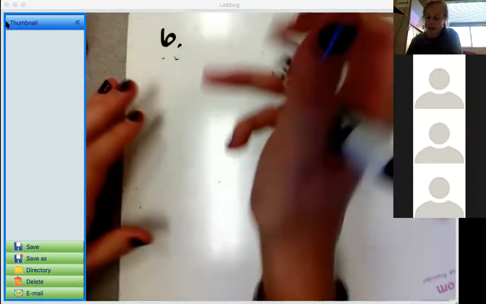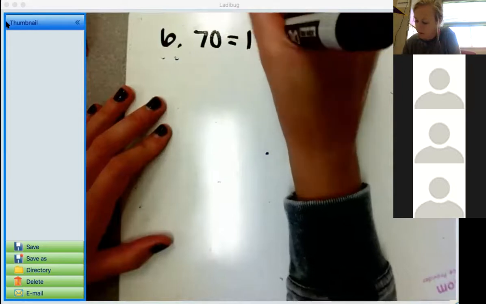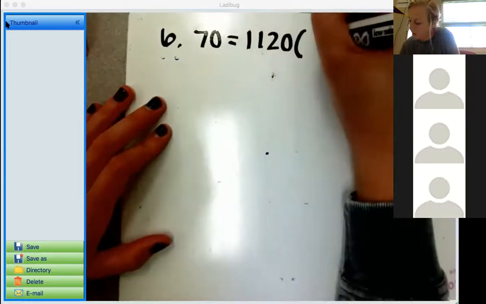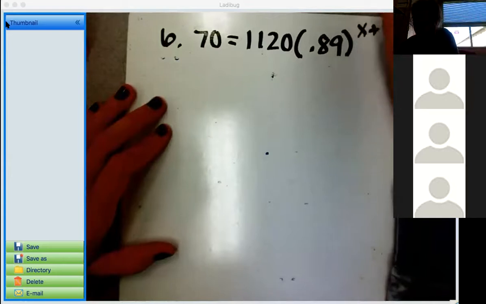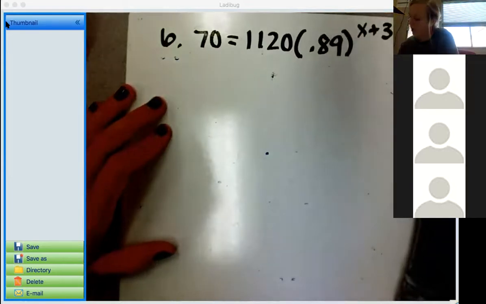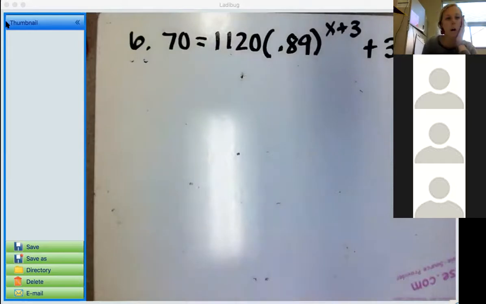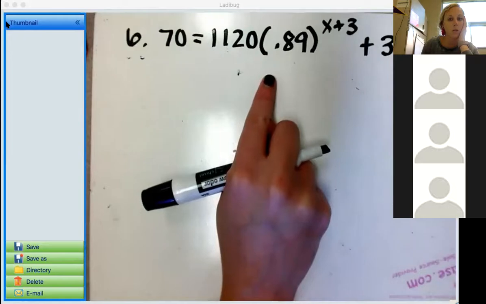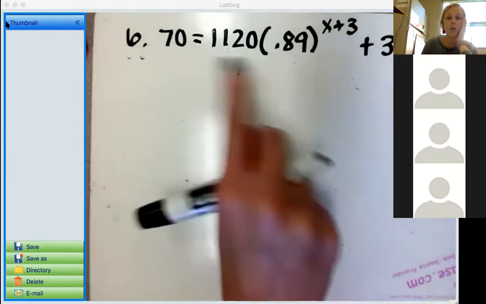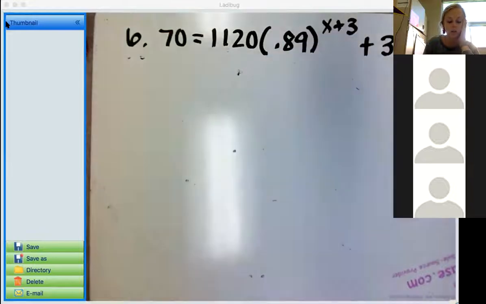All right, so number 6, we have 70 equals 1,120 times 0.89 to the x plus 3 power plus 32. Okay, this looked very challenging for some of you. It does take more steps, but this is just like a lot of the ones we get in the word problems. So what's the very first term I should move to try to isolate the base and the exponent?